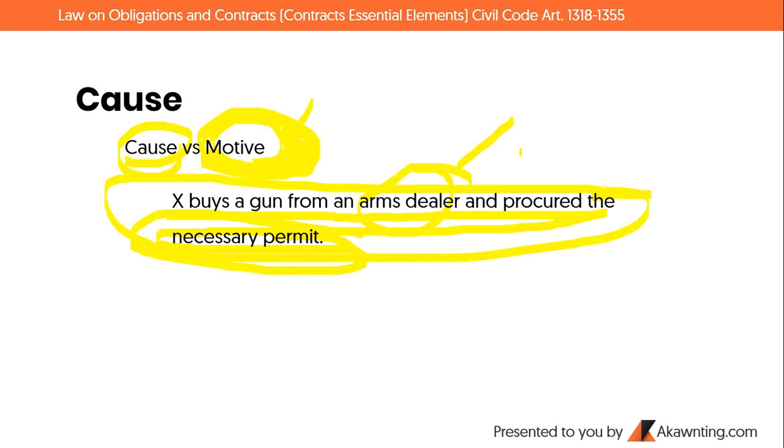Usually yung cause, known siya for both parties. Pero yung motive, yung party lang kung kanino yung motive na yun, siya lang nakakaalam usually. Pero ang pinaka tatandaan nyo na pagkakaiba ng dalawang yan is, yung motive, hindi niya naaapektuhan yung validity ng contract. Kasi, hindi naman siya essential requisite ng isang contract, pero part siya ng contract.